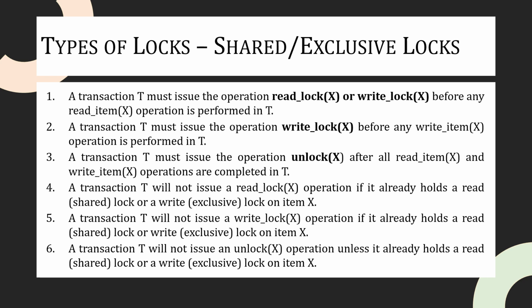The third rule is a transaction T must issue the operation unlock of X after all the read and write operations on X are completed in T. The fourth rule: the transaction T will not issue a read lock of X if it already holds a read lock or a write lock on item X. So the read lock of X operation is not issued if it already holds either of these locks, either a read lock or a write lock on the item X.